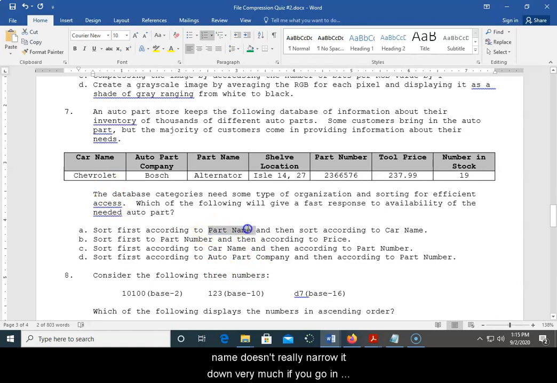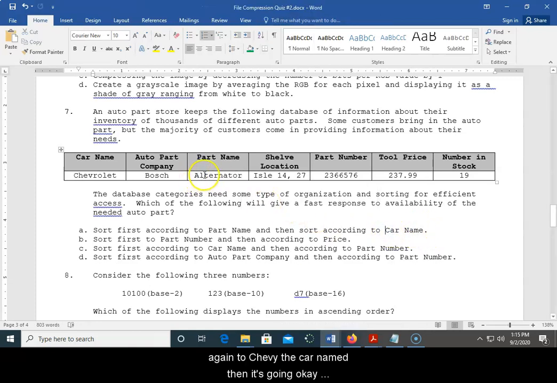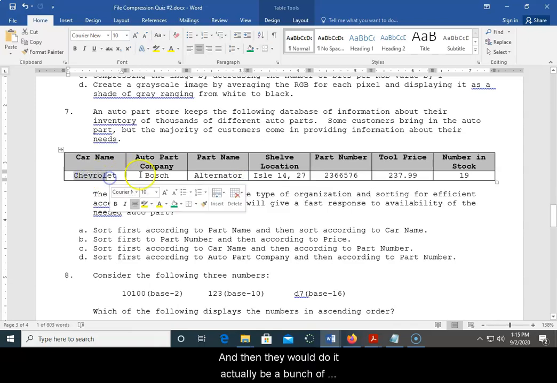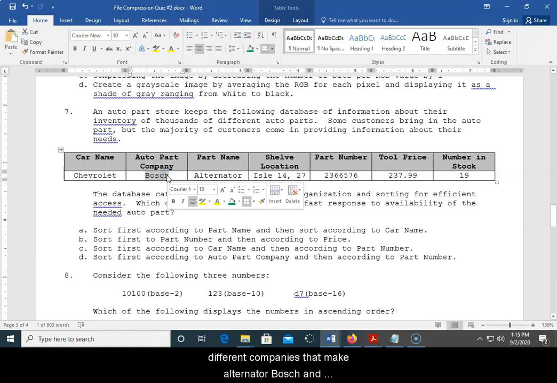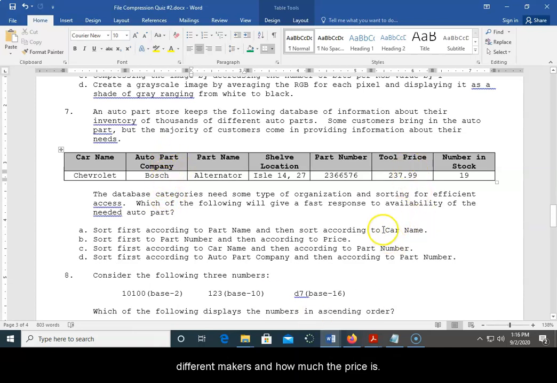If you go in and say, hey, I need an alternator, okay, you got your alternator. So it would pop up all the different alternators for all the different types of cars. But then if you narrow it down again to Chevy, the car name, then it's going, okay, I've narrowed it down to alternator and then the name. And then there would actually be a bunch of different companies that make alternators, Bosch and whatever different companies make them. But at least you've narrowed it down to the name and the car. Then we can narrow it down to the different makers and how much the price is.